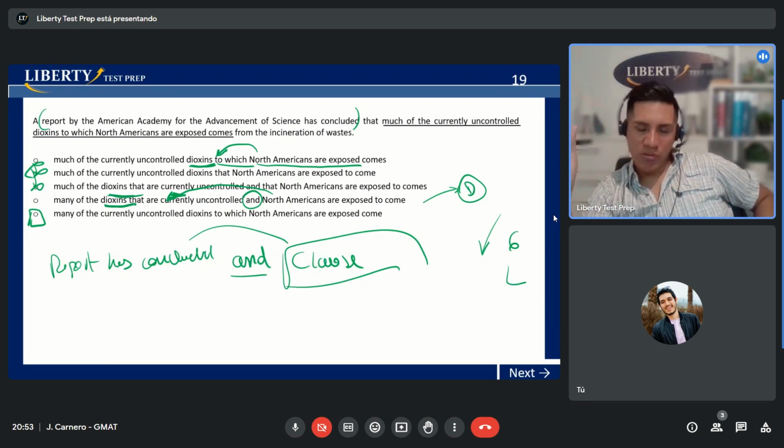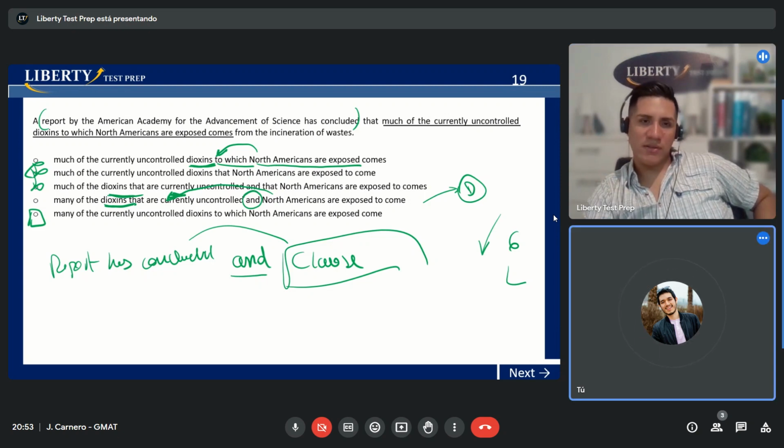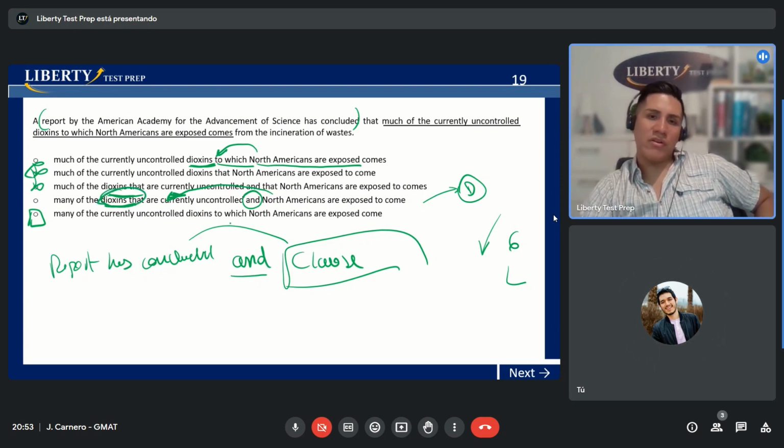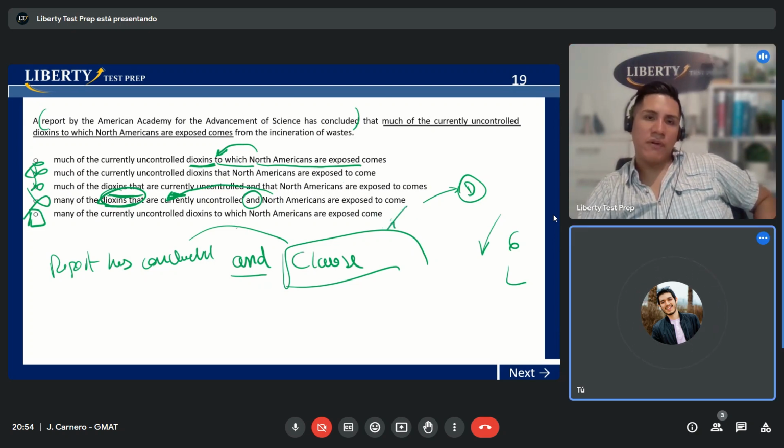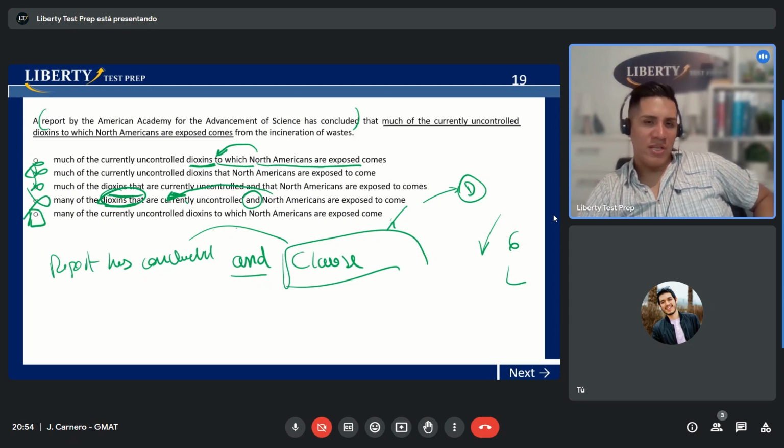On one side, the report concludes. On the other side, North Americans are exposed. Exposed to what? That wouldn't make sense. It needs to have a relationship with the dioxins, and it doesn't have it. So that's out. Very good. So if we don't want to do this whole parallelism, what we can apply here is the meaning, right? Letter E is far more similar to A, and also it's way more concise than D. Basically, letter E just changes the number of the modifier, countable versus uncountable. They're the same thing.